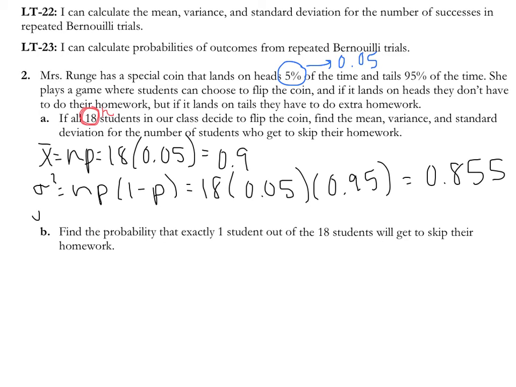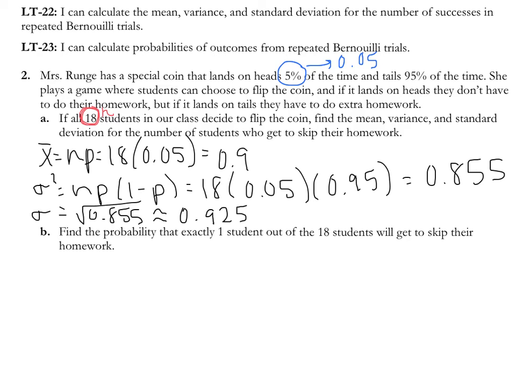Finally, to calculate our standard deviation, we're just going to take the square root of the variance, so the square root of 0.855, and we get about 0.925 for our standard deviation.